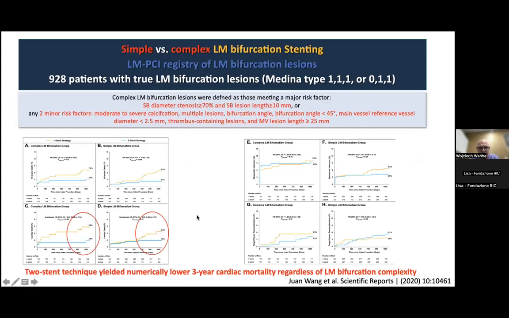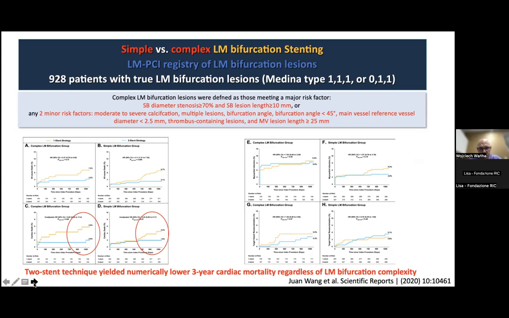The other study is quite interesting, but quite a different study, which also compares one stent strategy versus two stent strategy. However, the authors in that registry compare simple versus complex left main bifurcation stenting, and it's quite important that complex left main bifurcation stenting has been defined as side branch diameter stenosis more than 70% and side branch lesion length of more than 10 millimeters. So in that study, complex bifurcation lesions had a long length of significant stenosis in the side branch. And that study showed that the two-stent technique yielded a numerically lower 3-year cardiac mortality regardless of left main bifurcation complexity. So we have here quite a different result from that observed in the previous study.